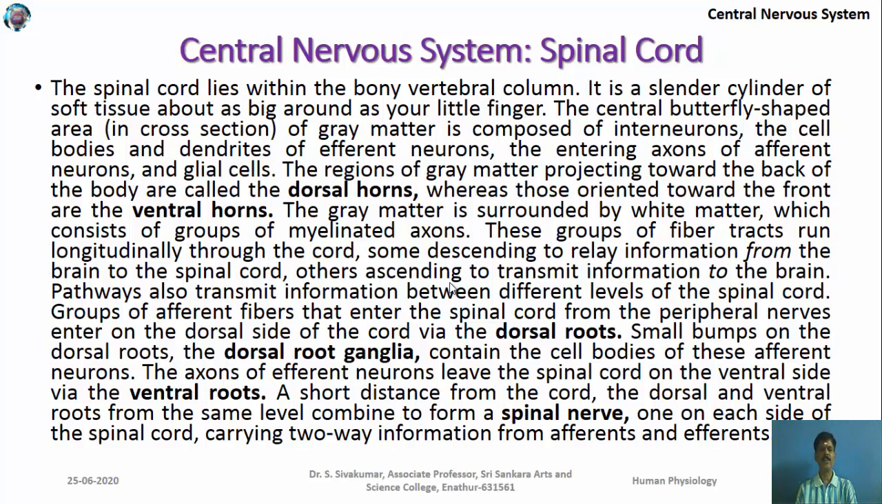Actually, the spinal cord is nothing but the soft tissue present in the center region of the spinal cord bone. Within that bone, we have a central butterfly-shaped area of gray matter. That gray matter forms the important part of the spinal cord. So the spinal cord has two horns.